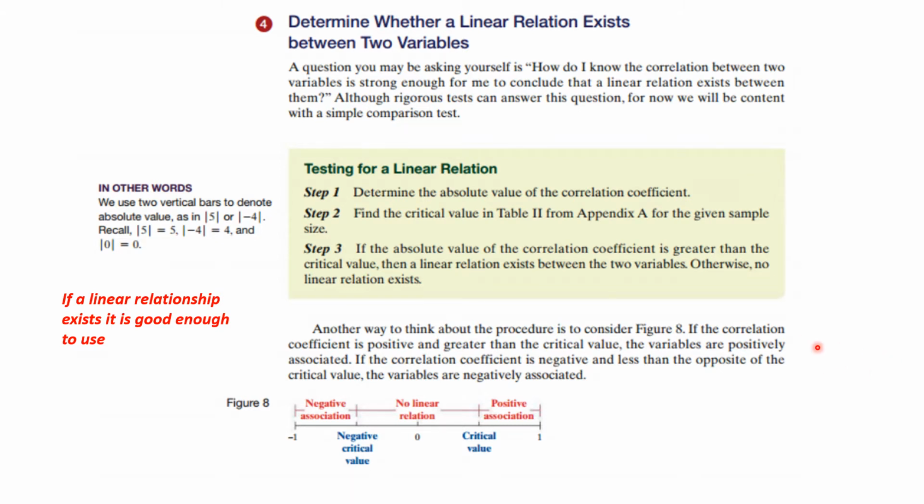Another way to look at the procedure is to consider this figure shown here. If the correlation coefficient is positive and greater than the critical value, here's the critical value, then there is a positive association. And the variables are positively associated, positively correlated. It's a positive slope. If the correlation coefficient is negative and less than the opposite of the critical value, here's the negative critical value, the variables are negatively associated. That means there's a negative slope, and the line again is good enough to use.